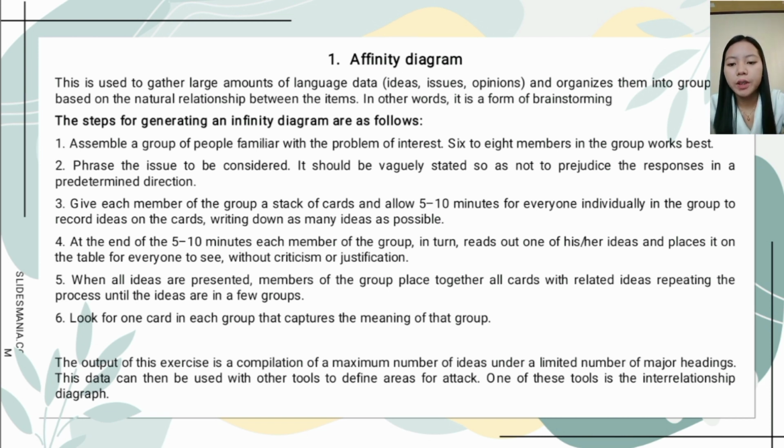So the steps for generating an affinity diagram are as follows. First, assemble a group of people familiar with the problem or issue of interest. 6 to 8 members in the group works best. Second, phrase the issues to be considered. It should be vaguely stated so as not to prejudice the responses in a predetermined direction.